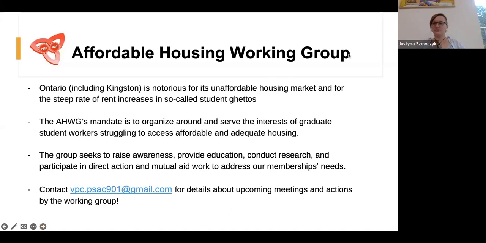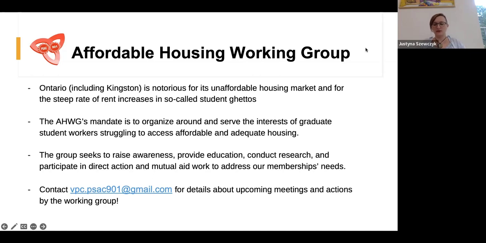We also have affordable housing working group. Those of you who moved to Kingston recently, I'm sure the experience of looking for housing is a fresh experience for you. And well, to my knowledge, most of the time it's a very negative, frustrating, stressful, and even infuriating experience to find affordable and good quality livable housing in Kingston. And this has been an issue for quite some time. Hence, the Affordable Housing Working Group.